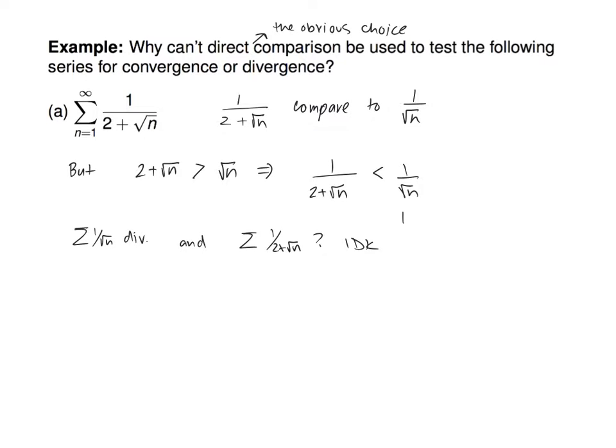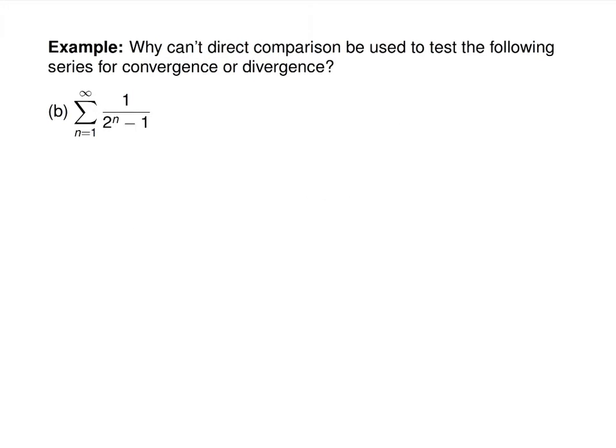I mean, you don't know, because the inequality goes the wrong direction, right? To prove divergence, you would have had to have 1 over 2 plus n bigger than 1 over root n, right? So that's an issue. Bad. Okay. How about this one? Same problem, right? So the comparison here, you want to compare 1 over 2 to the n minus 1 and probably 1 over 2 to the n, right? Does that idea make sense?